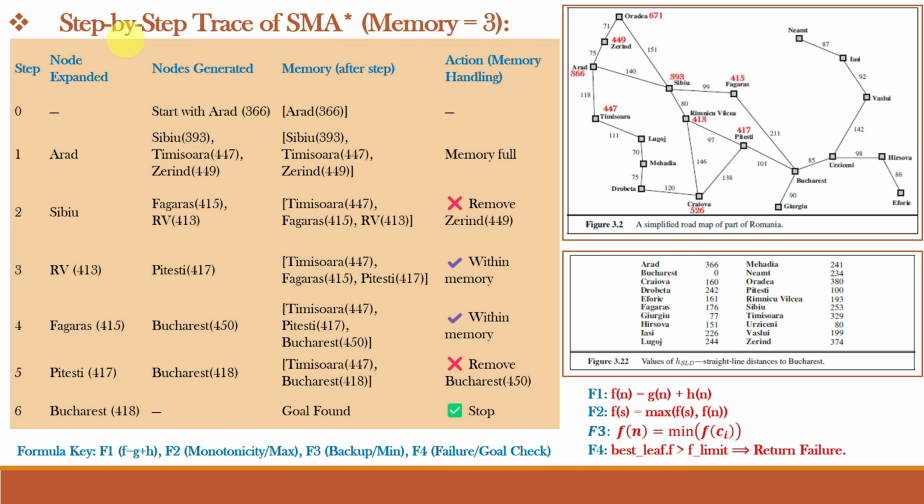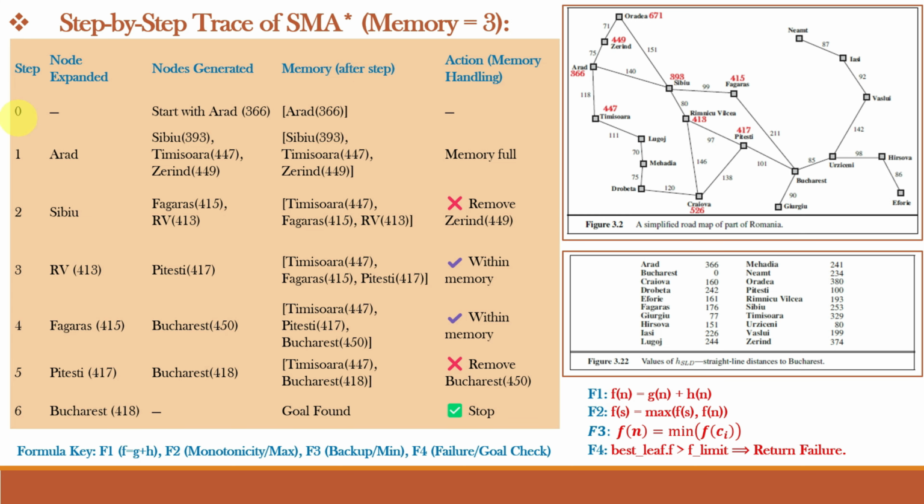Okay. Now let us understand SMA star search step by step using the same Romania map example. We know that our goal is to go from Arad to Bucharest, and for this SMA star search we will use memory limit equal to 3. That is, our goal is to go from Arad to Bucharest using only 3 memory spaces. SMA star behaves like A star search, but when memory becomes full, it removes the worst node having the highest F cost. As we understood, we will be using these formulas.